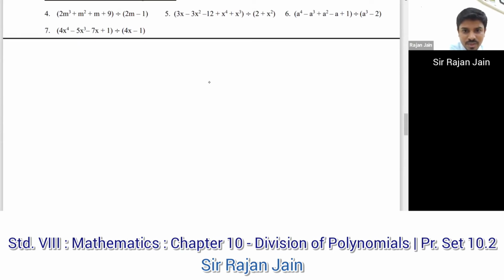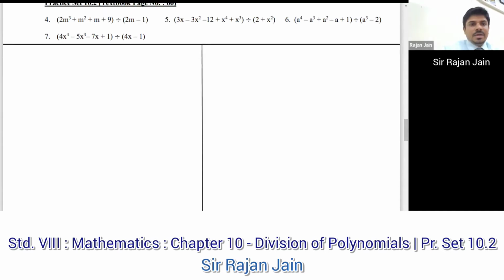Okay, I'll just divide my page into 2 parts so that it becomes easier for you all to understand. Okay, question number 4. I first write my dividend. My dividend in this case is 2m cube plus m square plus m plus 9. And your divisor is 2m minus 1. So this is what you have.